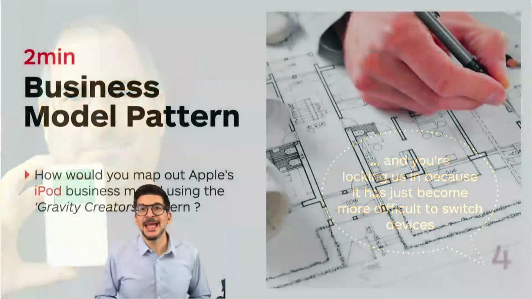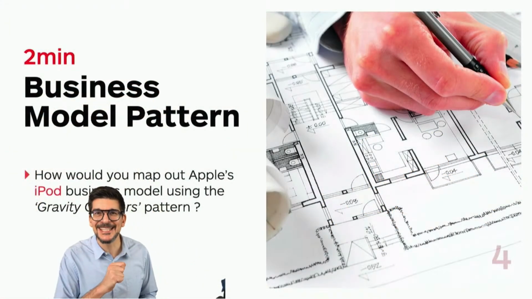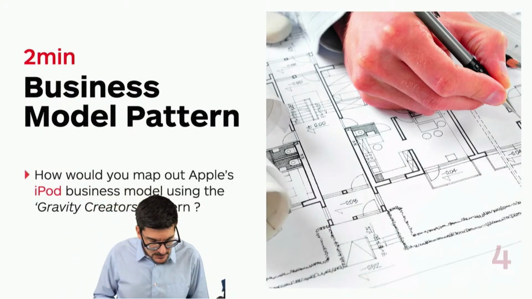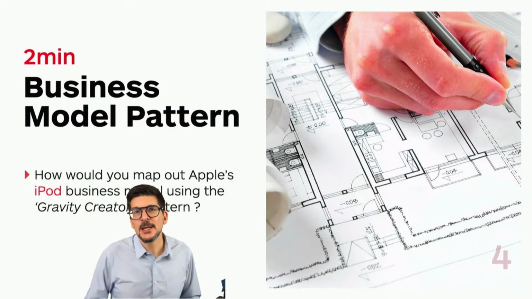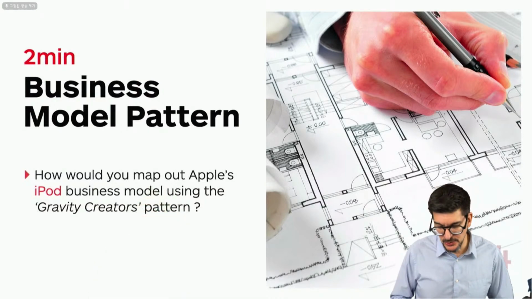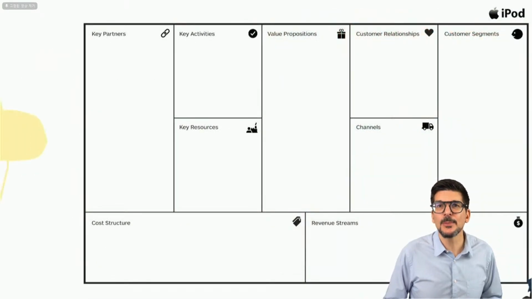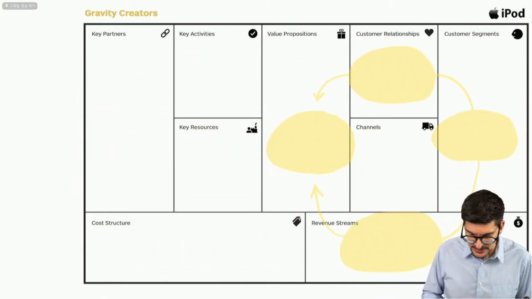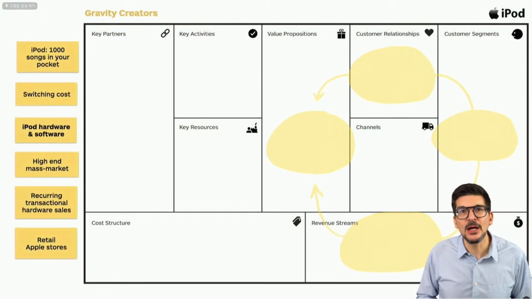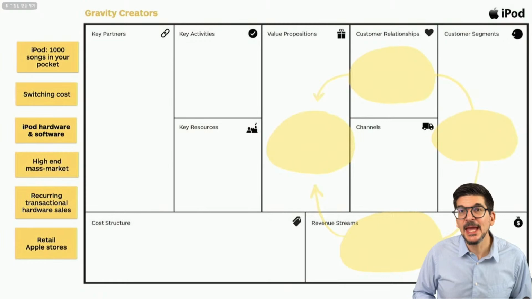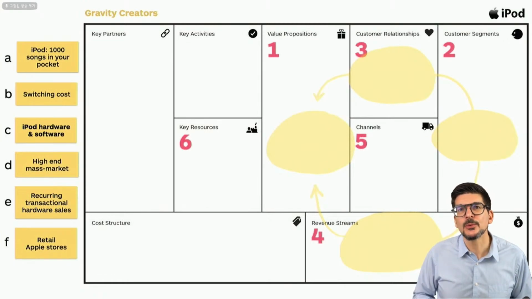So, a 2-minute exercise, I want you to do this. You have to do it to learn, so you can't just lean back for 2 minutes. And I'm going to give you some help so you can actually do the exercise easily and you don't need to think about everything. I gave you the pattern, which was the pattern of switching costs, of gravity creators. And I'm going to give you the building blocks that I want you to put into the right box. On the left-hand side, you have the business model building blocks, and I want you to put the right sticky notes.